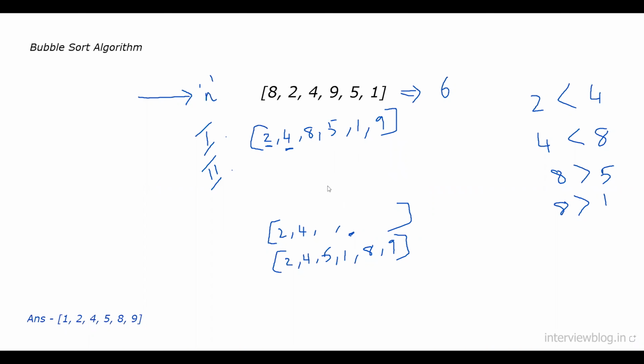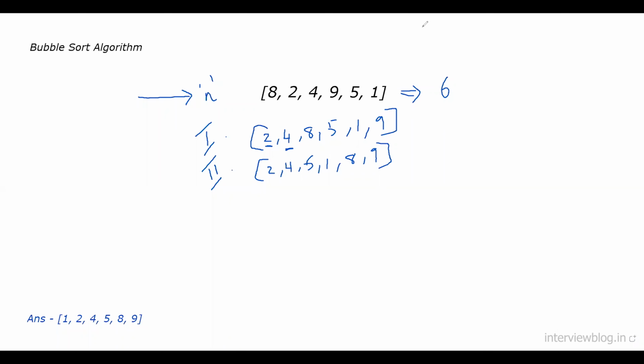So let me quickly erase this. So in our third iteration, what we'll do is we'll be comparing this 2 and 4. Since 2 is less than 4, there will be no swapping. Hence, our input array would remain the same. That is 2, 4, 5, 1, 8 and 9.